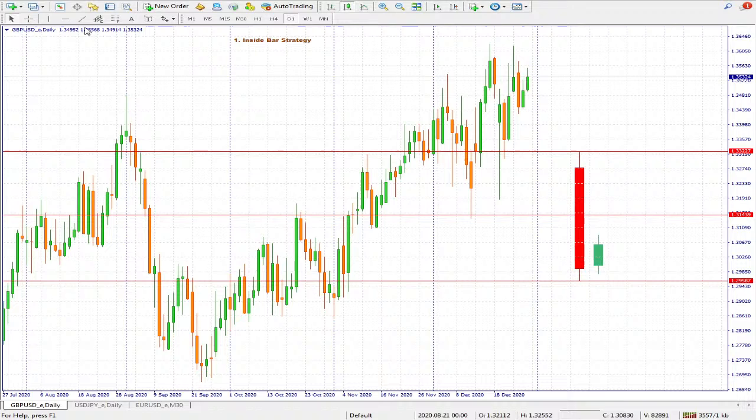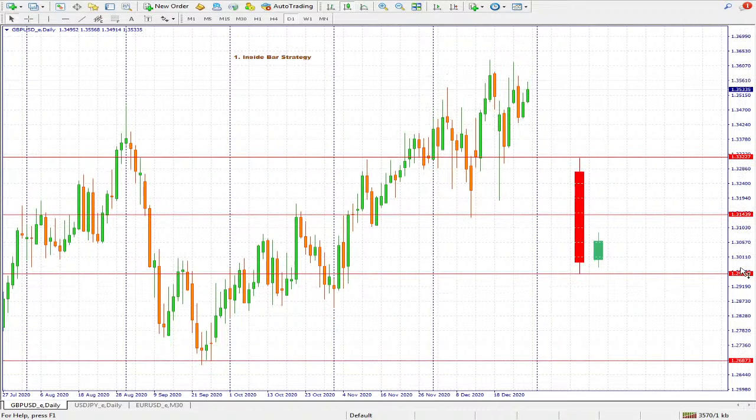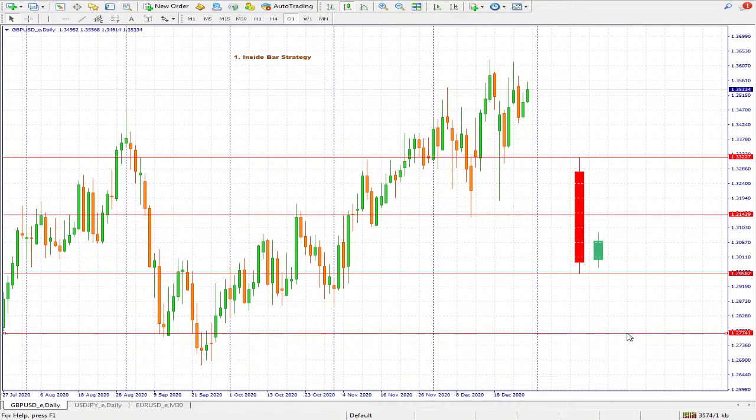here, and then the next take profit should be at least the distance of the mother bar, the total size of the mother bar. So if the mother bar is 200 pips, 300 pips, your take profit should be 200 pips from this midpoint. That would mean that the take profit will be somewhere here.